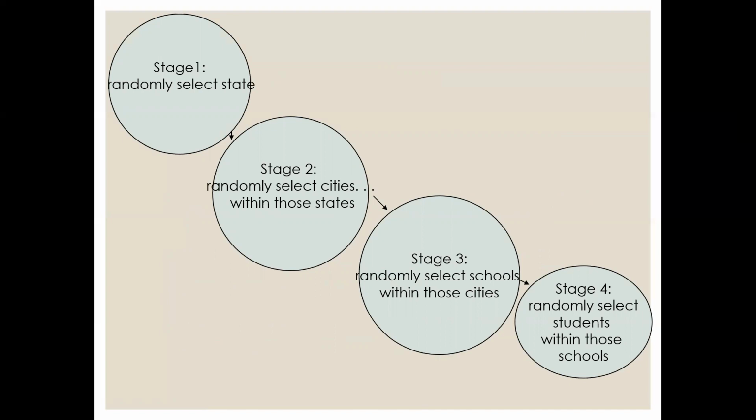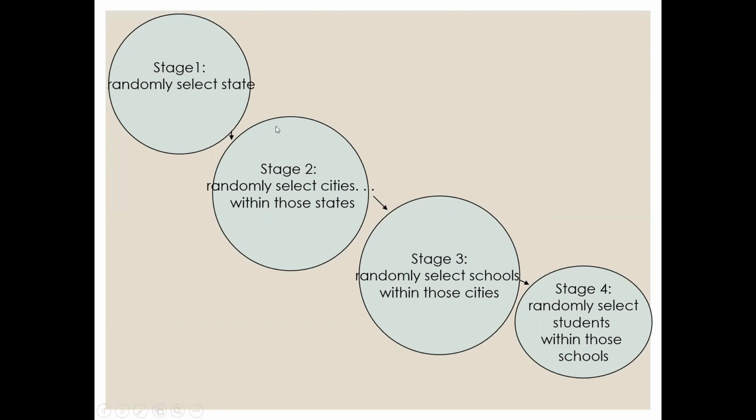It's very difficult to get the names of every single student in every single school in the US. So you might want to narrow it down and say, stage 1, here's my first cluster. I have states. I pick a state randomly. Then I pick some cities randomly within the states. Within those cities, I randomly pick some schools, and then within the schools, I randomly pick some students. Now, this is helpful because we can find these clusters very easily.